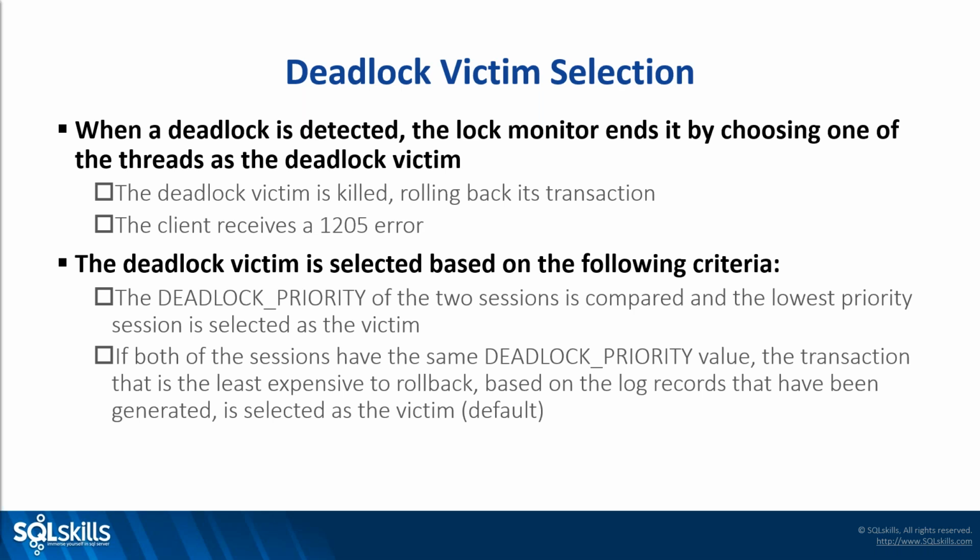If the deadlock priorities are equal, then it's based on the amount of transaction log that has been generated. So whoever has the least amount of transaction log generated is who gets rolled back, because it's the least expensive operation to roll back. And I'll show you in the deadlock graph, this information is presented for each one of the processes. It tells you how much log has been used, and it tells you what the deadlock priority is.